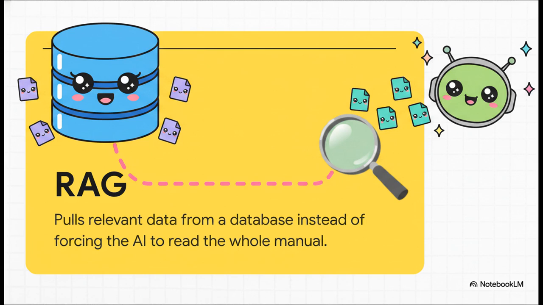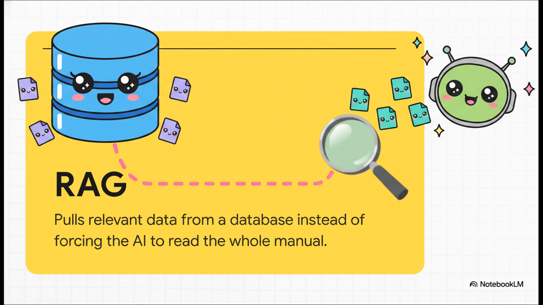That is where RAG comes in, which stands for Retrieval Augmented Generation. Instead of forcing the AI to read the whole entire manual every single time, RAG is a clever search technique that quickly scans your database, pulls out just the 2 or 3 pages relevant to your specific question, and hands only those pages to the AI.